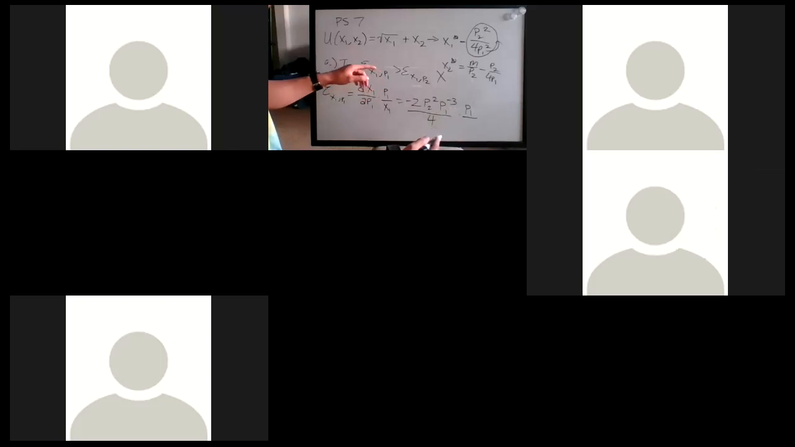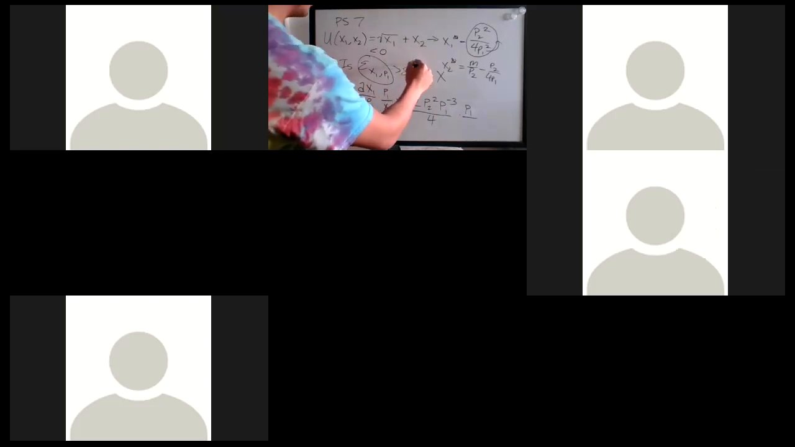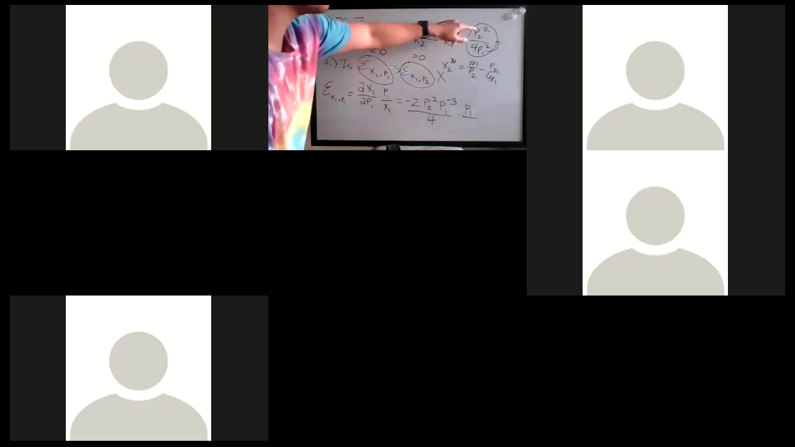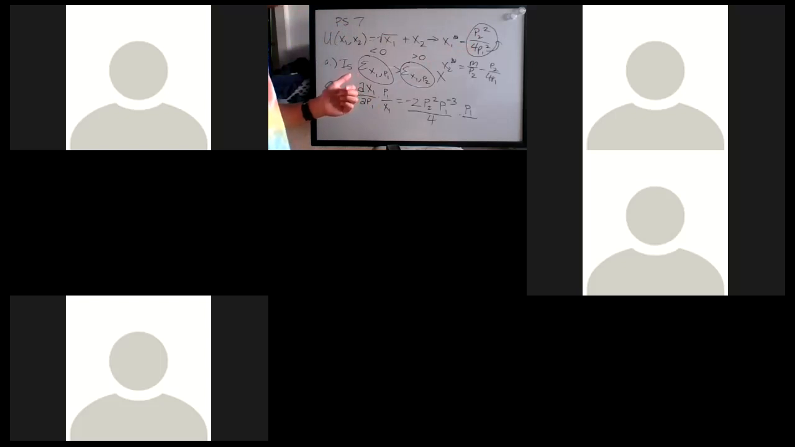And I'll just tell you right off the bat that this is not going to be true, because this is going to be a negative number. So this is less than 0, and this is going to be greater than 0. So hopefully you can see that this is true because P2 here is in the numerator. But I might as well finish it.